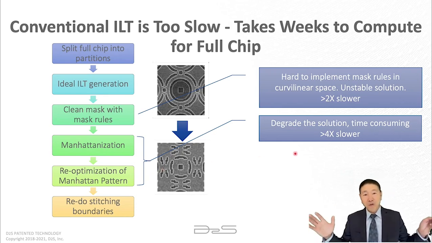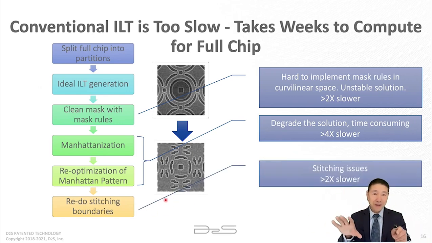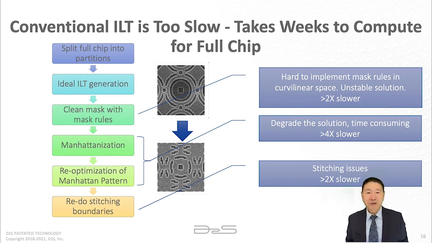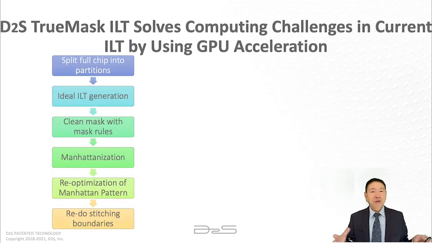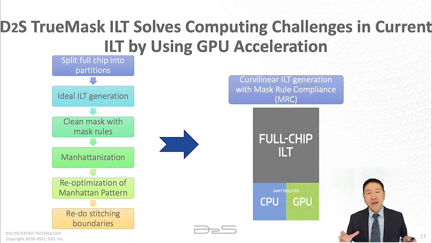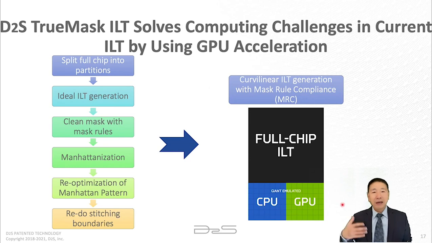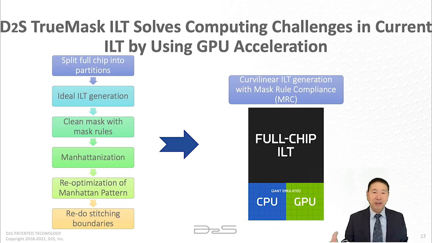And after that, when you put those together, you find a big problem called stitching issues, because the sRAF generated from the left partition may not be consistent with the sRAF from the right partition. And those problems were eventually solved by D2S. So the D2S solution is kind of unique. As I mentioned before, it's a band-limited frequency solver, and it's GPU accelerated. But on top of that, we came up with a new method to solve the stitching issue.